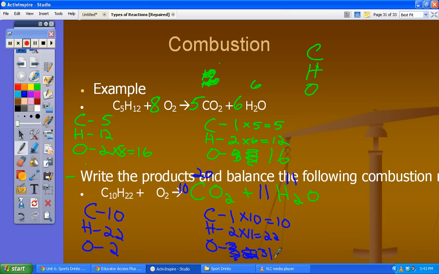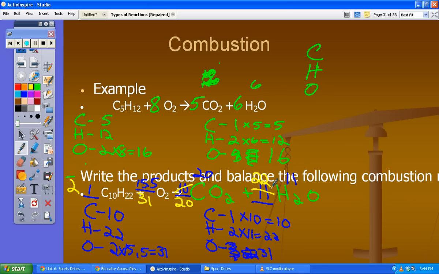oxygens. So coming over here, in order for me to get this to work, I would have to multiply this by 15.5, which is 31. Now I cannot do that because I can't have 15.5 here. So if you ever come across this case, you take everything that you have for the coefficients. So this is actually a 1. This is 15.5, 10, and 11. All you need to do then is multiply it by 2. So this becomes a 2. This becomes a 31. This becomes a 20. And this becomes a 22.